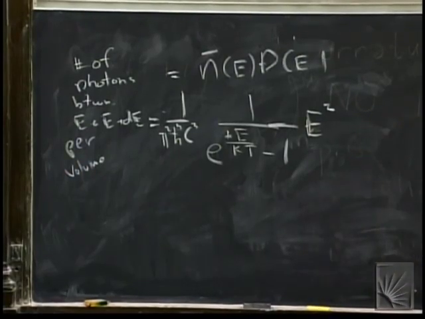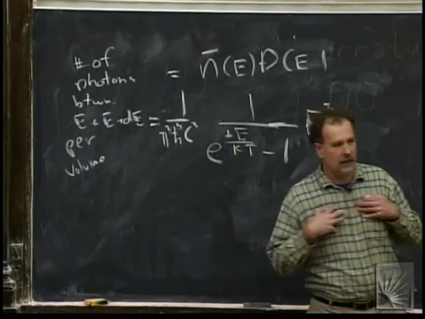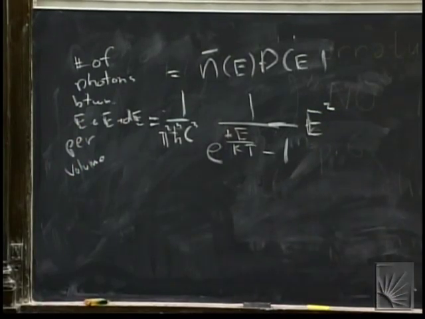And why do we call this a black body? We call it a black body because if something is completely black, it absorbs all radiation, and it also emits all radiation. I've talked about that before.